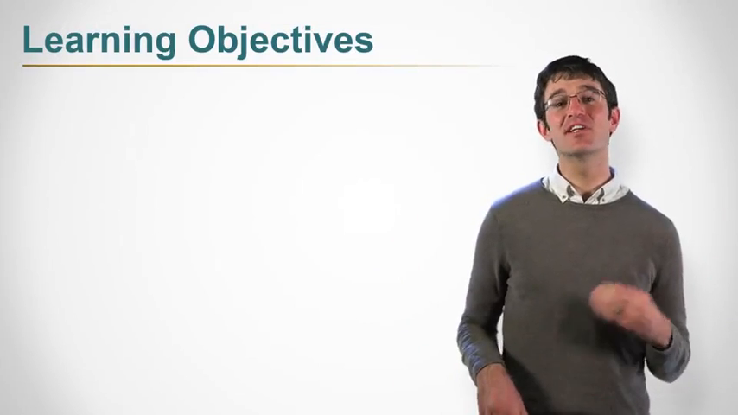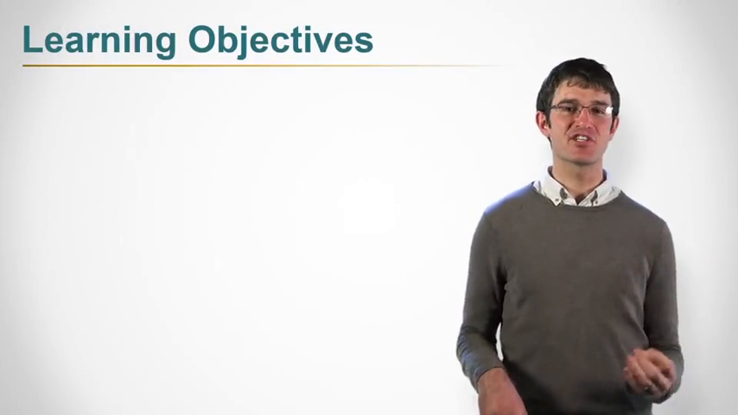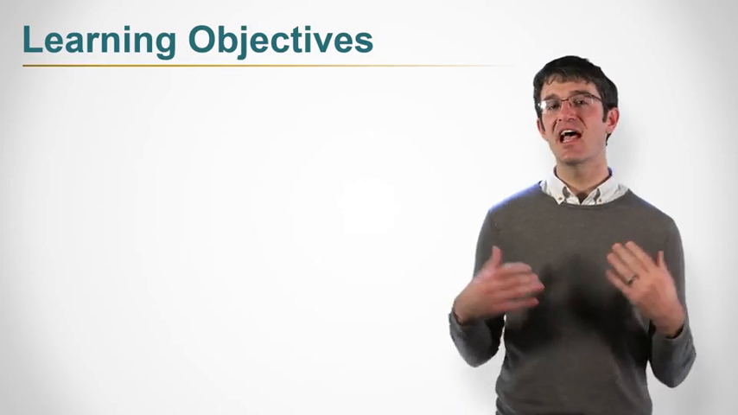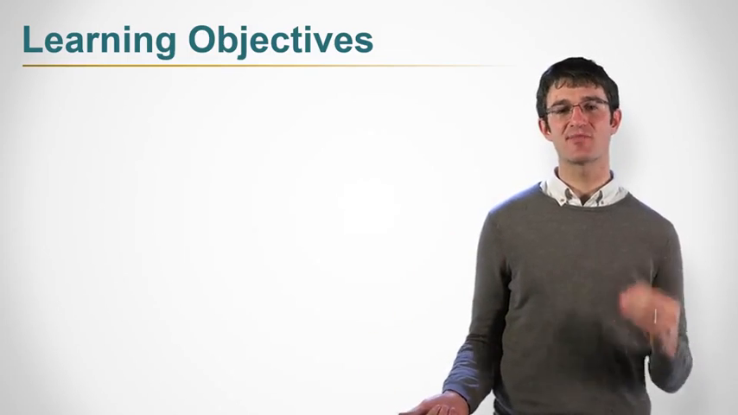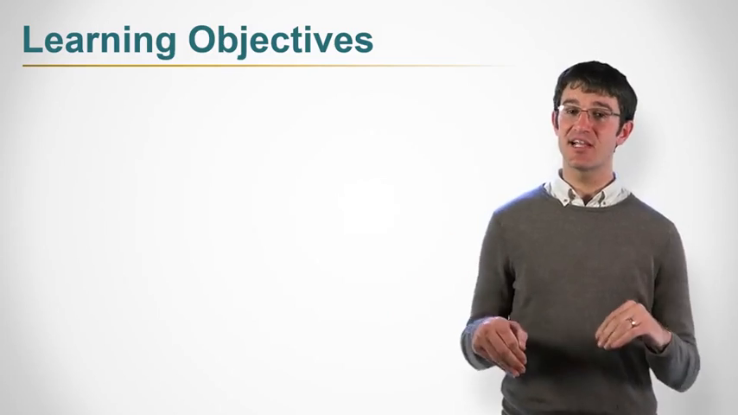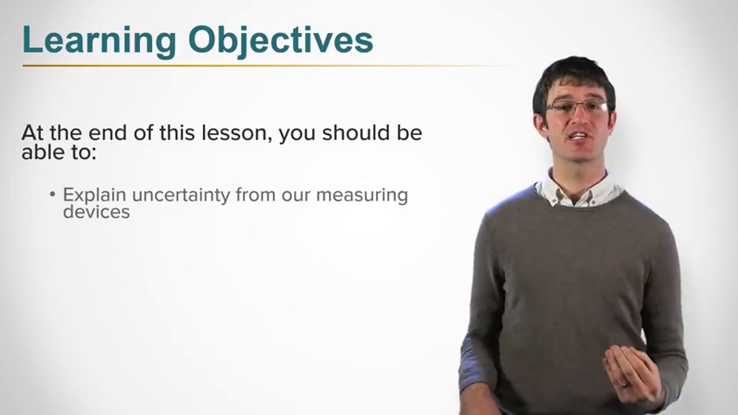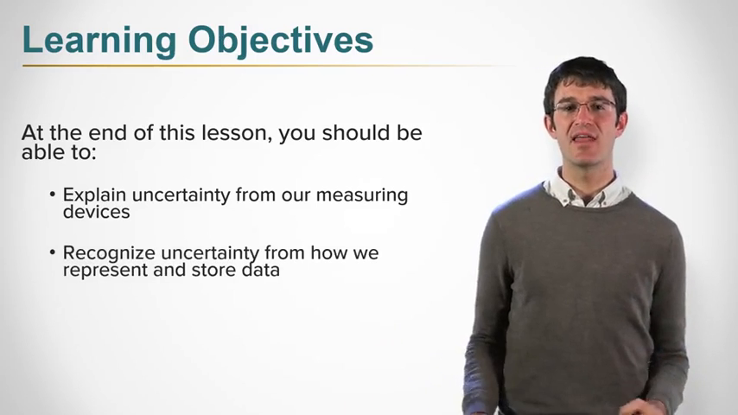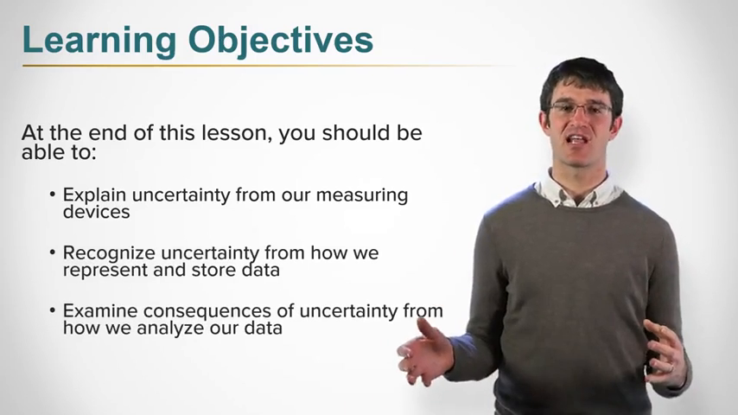In this lecture, we'll continue where we left off in the last lecture by discussing types of uncertainty that affect our analysis and how we can consider them when we design our spatial studies. In this lecture, we'll cover uncertainty from our measuring devices, uncertainty from how we represent and store our data, and then uncertainty from how we analyze our data.